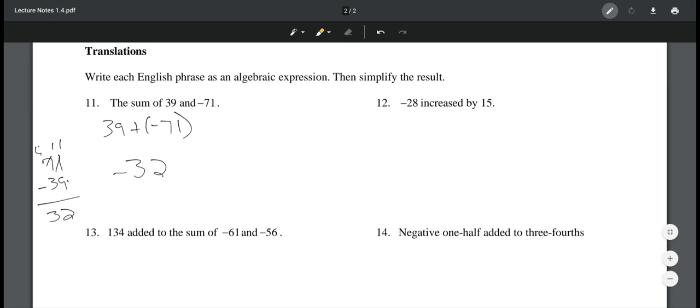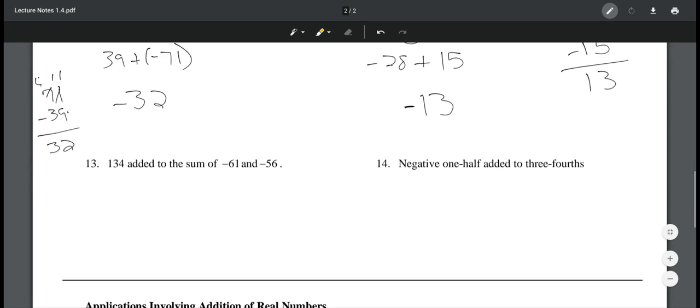Now, in number 12, we have negative 28 increased by 15. Here again, we're going to subtract because we have different signs. So the absolute value of 28 is larger than the absolute value of 15. And when you subtract, you get 13. But we're going to attach a negative to it because the absolute value of negative 28 is bigger than the absolute value of 15.